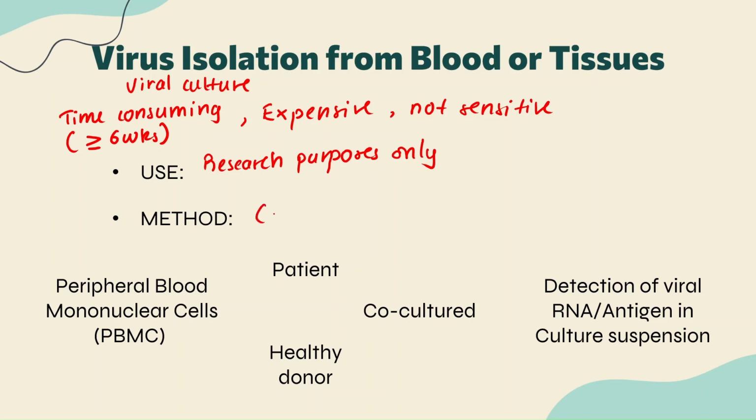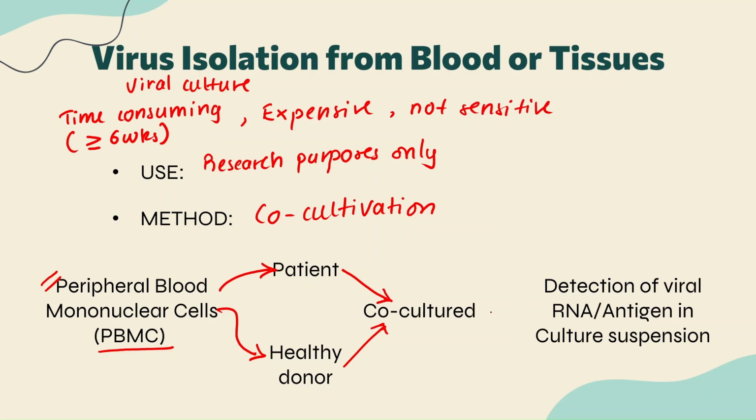The method that we are using is called the co-cultivation technique. In this technique, we are collecting the peripheral blood mononuclear cells, that is PBMC, from both the patient as well as from a healthy donor. And after collecting, we are co-culturing them simultaneously, and then followed by this co-culturing, we are doing the detection of viral RNA or antigen in the culture suspension.